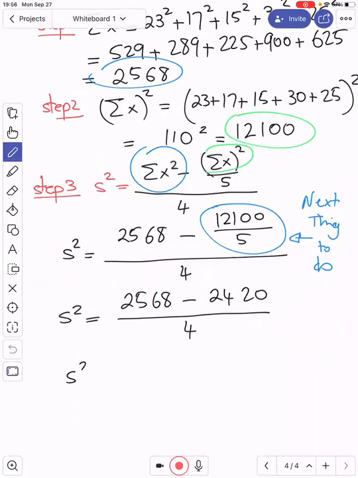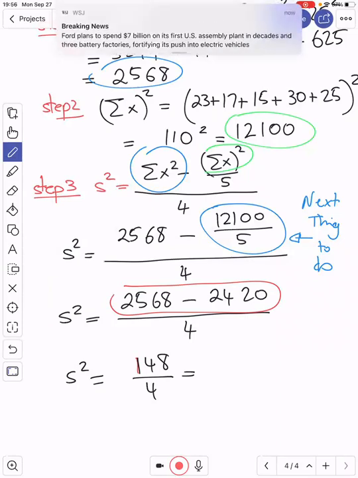Now we have to subtract in the top, this thing here. It's 144. Yeah, thank you. As you said, it's 148, right? Yeah. So that's 148 over 4, and so that will be equal to 37, right? Yes, 37, absolutely. All right.